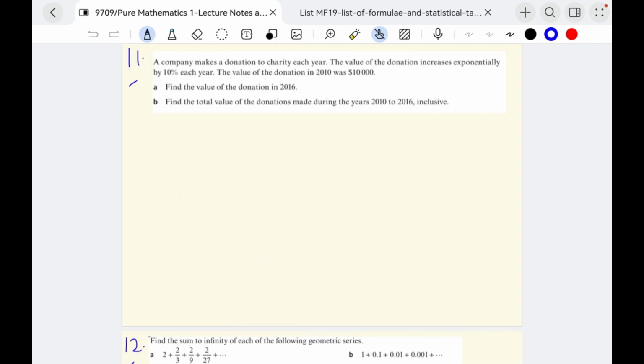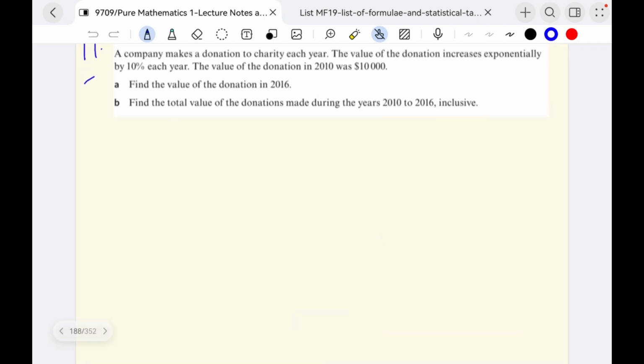Okay, question 11. A company makes a donation to charity each year. So we know that this event is about donation. For this event, the value of the donation increases exponentially. Highlight exponentially. By 10% each year. Highlight 10% each year. So each year means each occasion. What is the occasion? Donation.